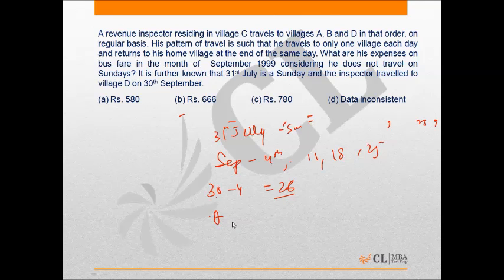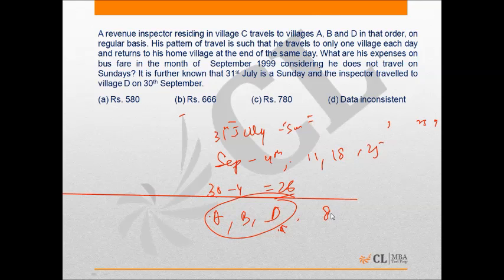And as he travels A, B, D in that order, there is a cycle of 3, and if we divide 26 by 3 we get 8 as quotient and 2 as remainder, which means he had traveled at least 8 times to each of the 3 mentioned villages, and on the rest of 2 days, as he traveled to village D on 30th September, the day before 30th September he must have traveled to B, which means he traveled 9 days to village B as well as D and 8 days to village A.